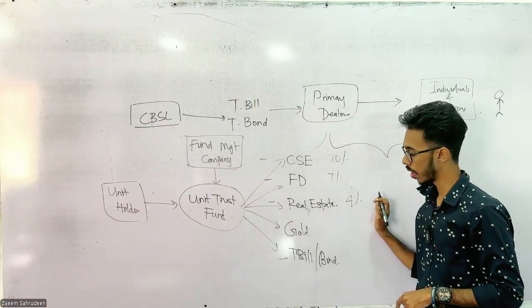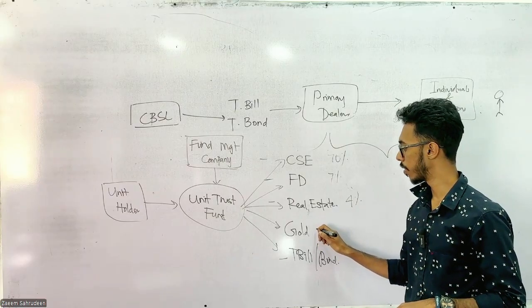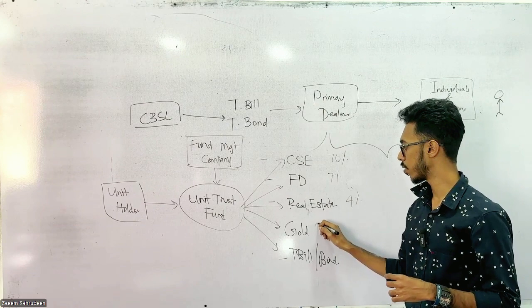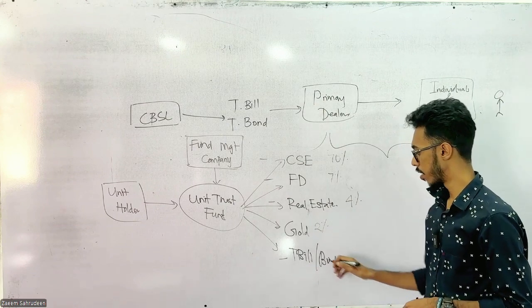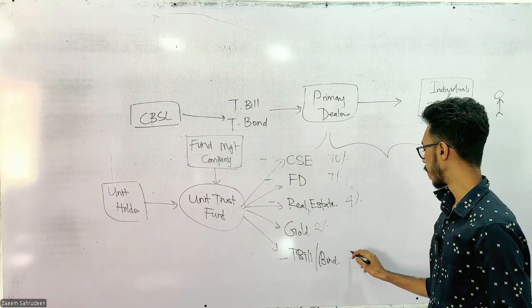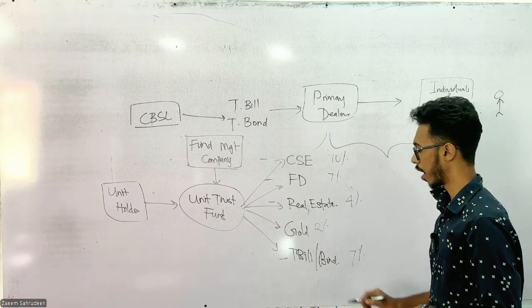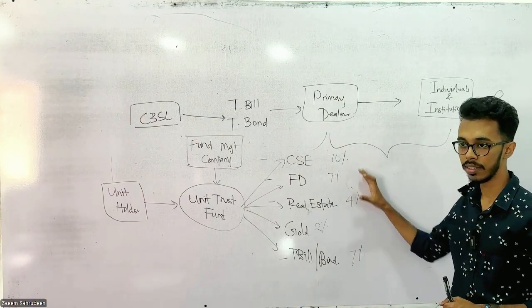Gold, it depends, right? Based on the market, gold on average you get 2% per year. Treasury bills and bonds right now it's somewhere around 7%. And these are the interest rates or the returns that you get.